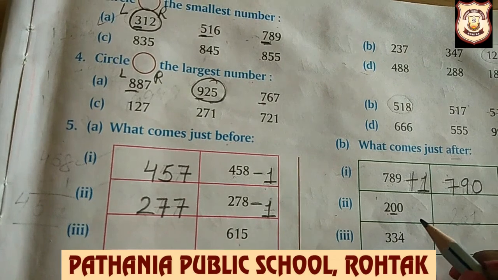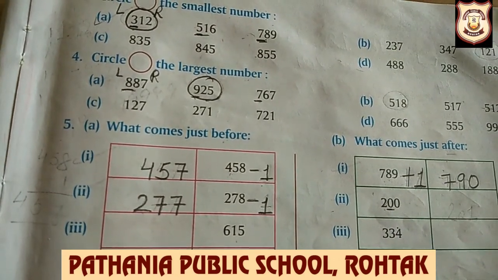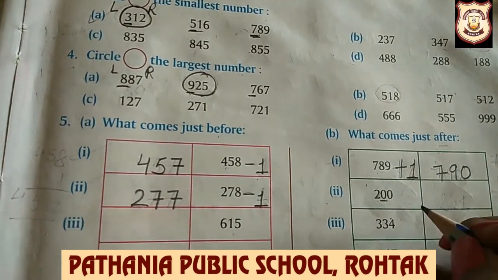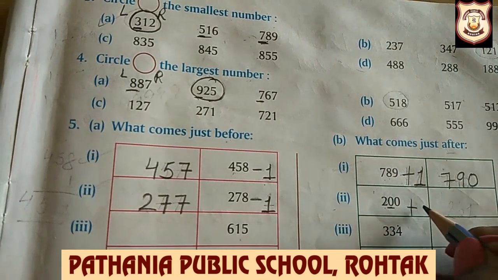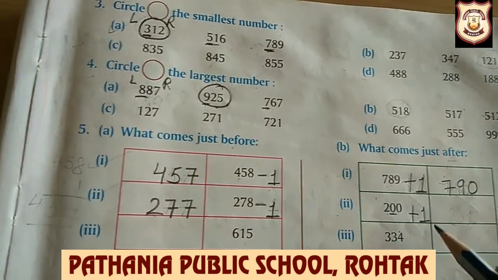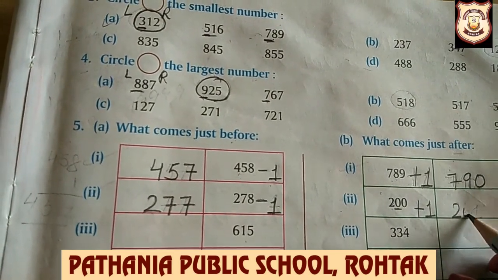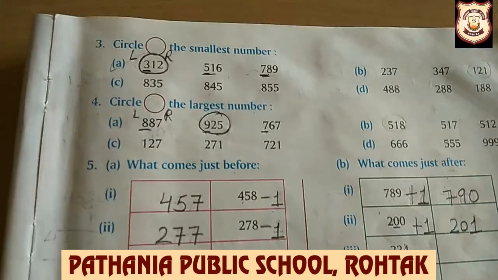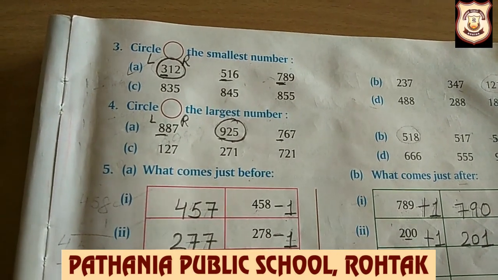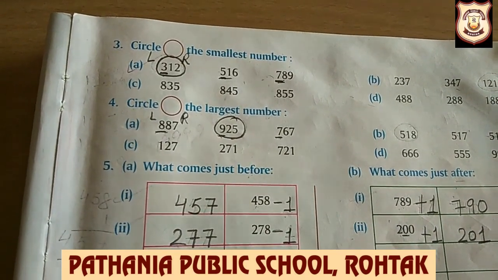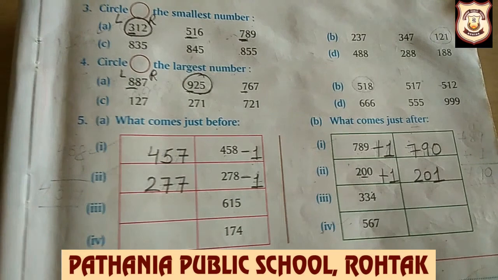Now next is 200. Again you can find by adding 1 or by moving as per the counting. If you add 1 to 200, you will get 201. Now third and fourth of both of these questions you will do yourself as your practice.